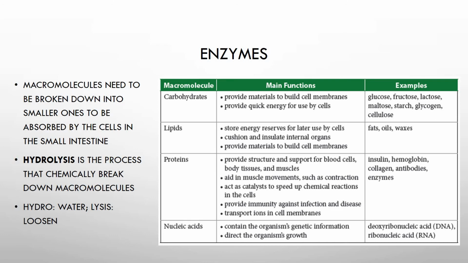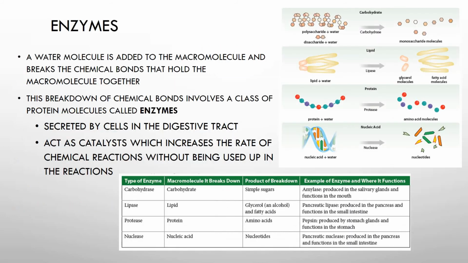Now, we've touched a little bit on enzymes before, but to go a little further, macromolecules need to be broken down into smaller ones to be absorbed by the cells in the small intestine. Now, hydrolysis is the process of chemically breaking down molecules. And what it needs is hydro, which is water, in order for it to break down, lysis of your macromolecules. So on the chart to your right, you can see the macromolecules, what their functions are, what their examples are. I'm going to see what it breaks down into and how it happens.